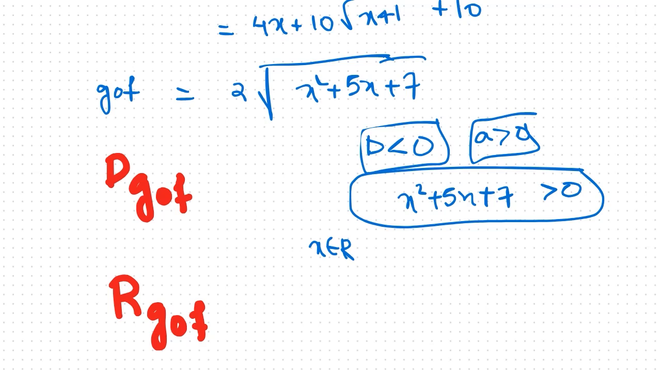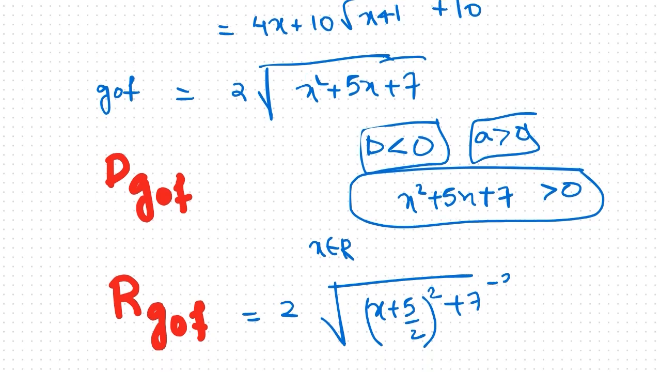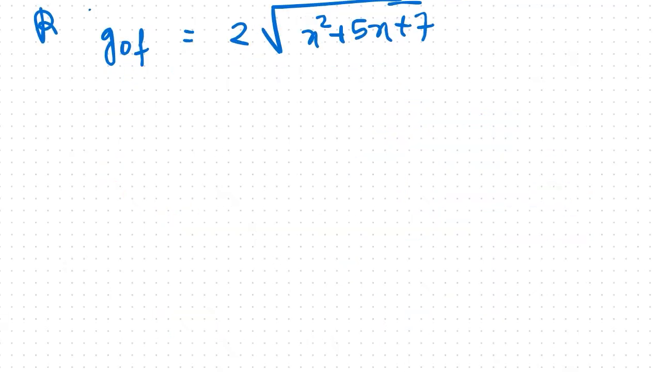If you try to solve it analytically, you have to convert them into a perfect square. So (x + 5/2) whole square plus 7 minus 25/4. Okay, let's move on to the next page. I'll write it on the next page. I was saying that (x + 5/2) whole square plus 7 minus 25/4.